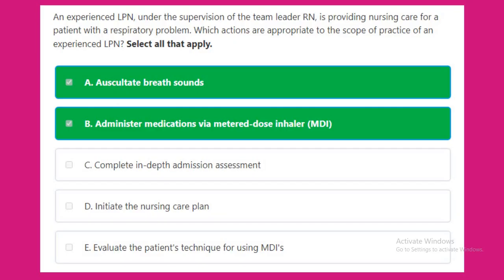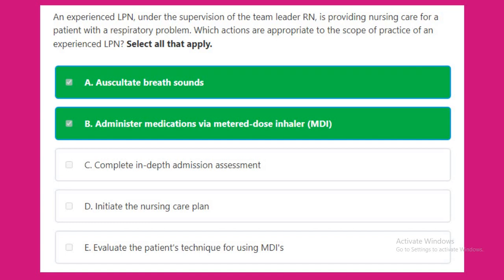Okay, so this is a reference question, so that whatever I am telling you, you can have a better understanding of it, right? I've taken it from a random site available on the internet, Nurses Labs, and my sole intention is just to clarify what I'm trying to explain to you, right? It says an experienced LPN under the supervision of a team leader RN is providing nursing care for a patient with a respiratory problem. Which actions are appropriate to the scope of practice of an experienced LPN? Select all that apply, right?